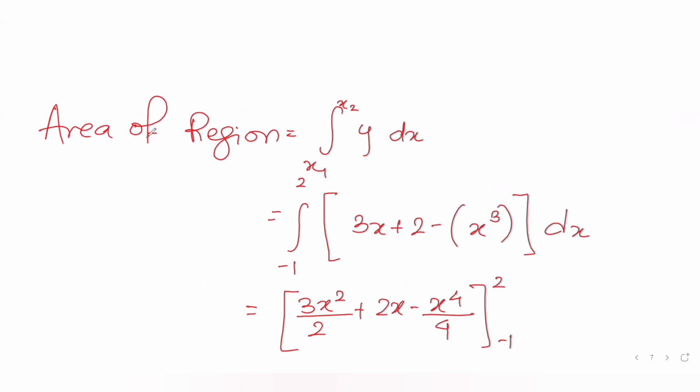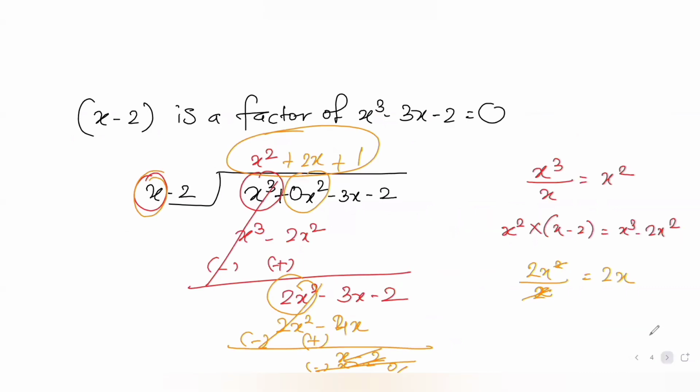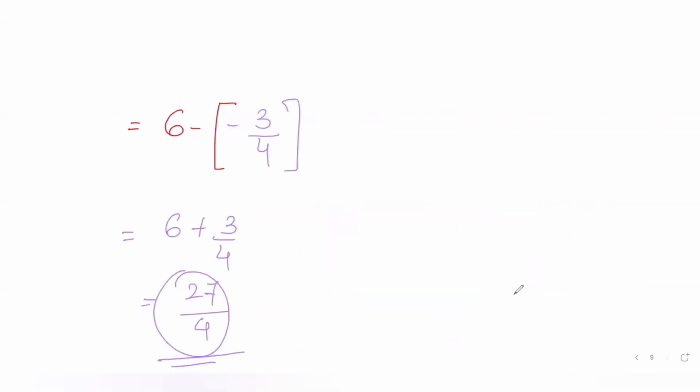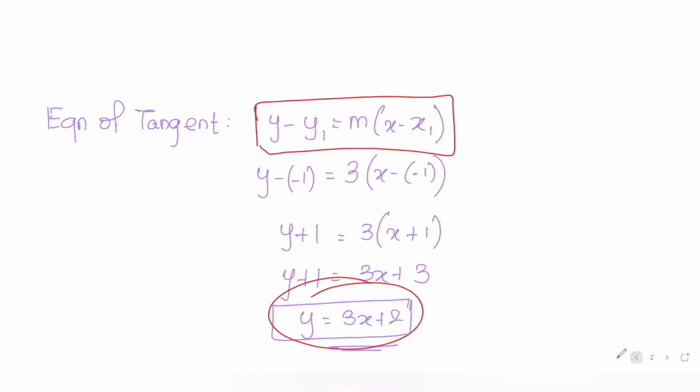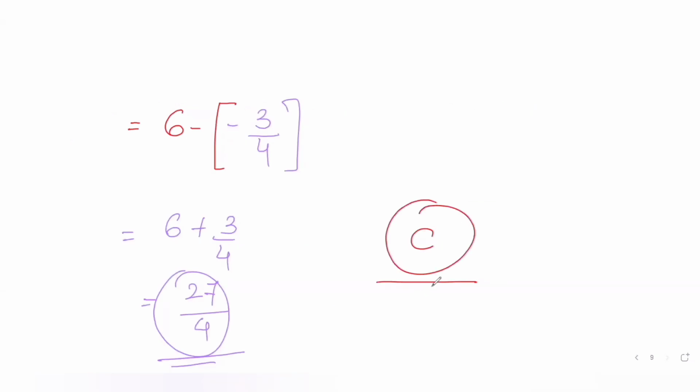And then I just used the application of integrals, integral from x1 to x2 of y dx, taking the horizontal strip. So once I took my horizontal strip, I understood it goes from -1 to 2 and it goes from the line to the curve. So 3x plus 2 minus x cube. So once I got that, I just solved the integral and I got the area of the region as 27 by 4, which I think matches with option C. So that is the answer for the question given to us.